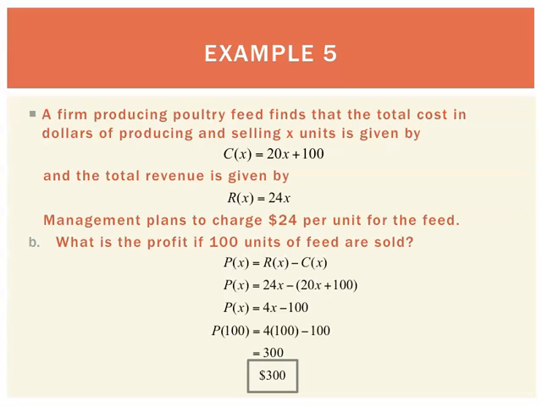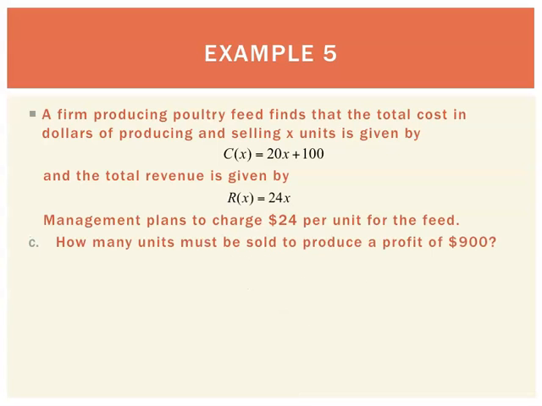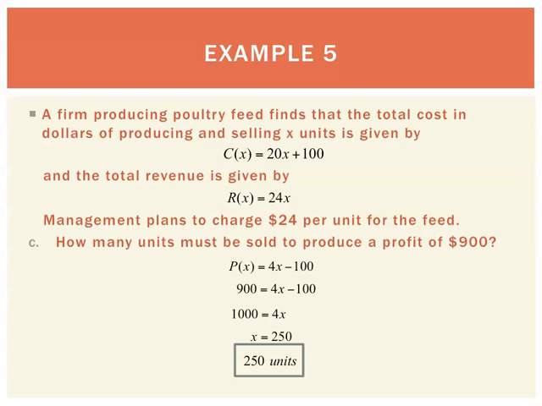Part C, how many units must be sold to produce a profit of $900? Well, we already have an expression for the profit, 4x minus 100, and so we want this profit to equal $900. So now we solve for x to figure out how many units have to be sold. So we add 100 to both sides, divide both sides by 4, and we get x is equal to 250. So 250 units must be sold in order to produce a profit of $900.